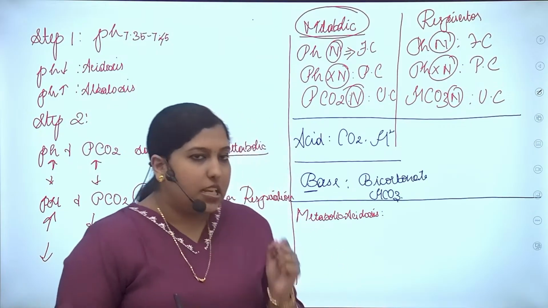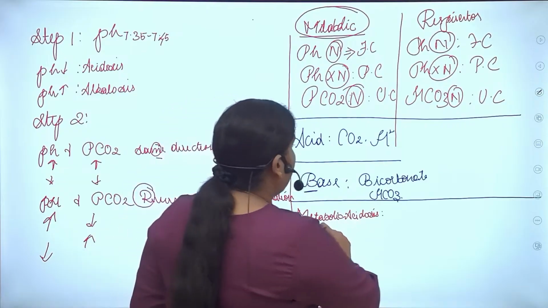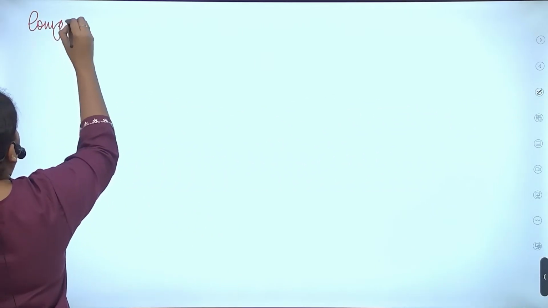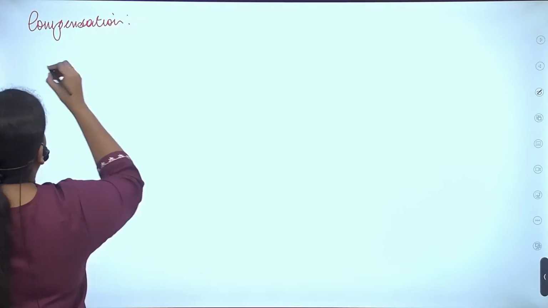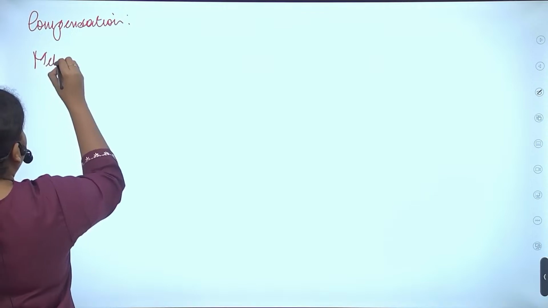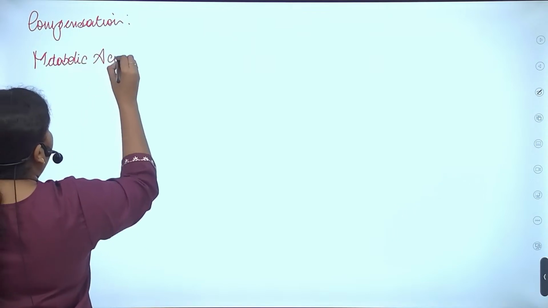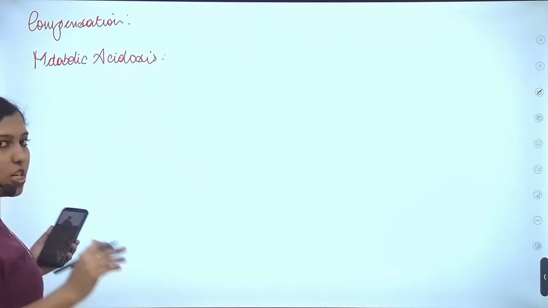Very good. Always remember a very, very easy concept. Whenever metabolic acidosis is not that clear, let me write on the new page. Now we are talking about compensation. I said the problem is metabolic acidosis. Whenever you see such things, just go opposite.